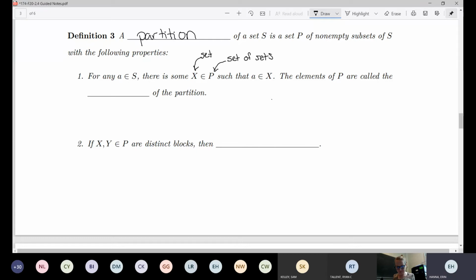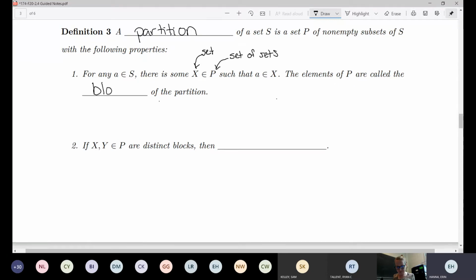So essentially for every element, there is a set that that element is in. And again, hopefully the picture I'll draw in a minute will make this make more sense. So the elements of P are going to be called the blocks of a partition. So actually, let me draw the picture right now so I can keep referring back to it. So say we have our set S, represented by this circle. Essentially what a partition does is it kind of breaks this set up.